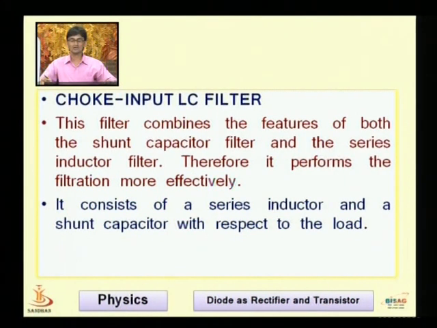Now comes the third way, a choke input LC filter. What are we using? In the first case we used a capacitor alone, then the inductor alone, now comes L and C together. This filter combines the features of both the shunt capacitor and the series inductor. Therefore it performs the filtration more effectively. It consists of a series inductor and a shunt capacitor with respect to the load.